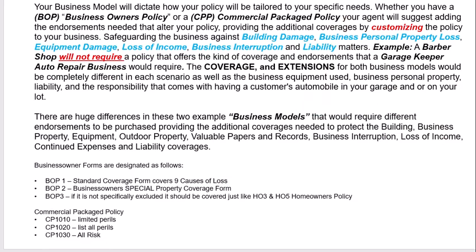Your business model will dictate the policy type you will want and or desire, what endorsements your business will need to specifically meet the demands: replacement costs, actual cash value, business interruption, loss of income, liability coverage. Endorsements customize your business to your specific needs by adding or deleting coverage.